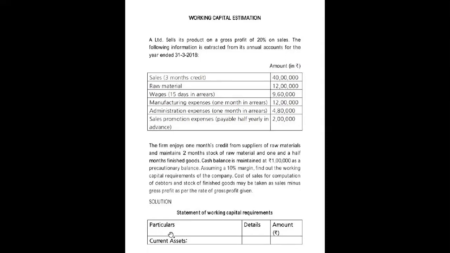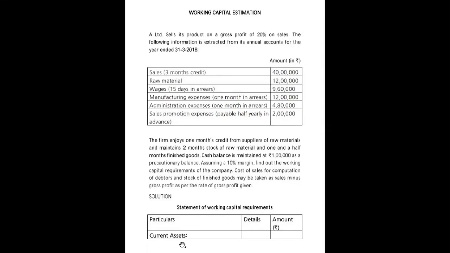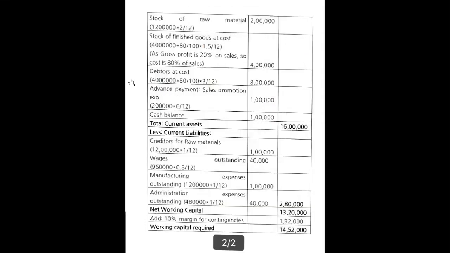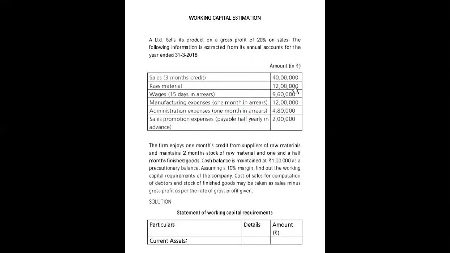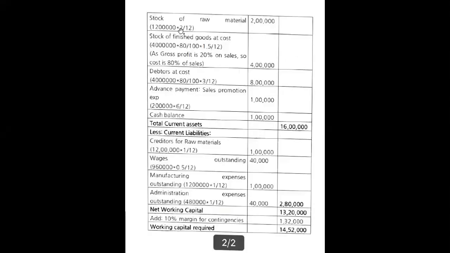So firstly, we'll start with current assets. The first current asset is stock of raw material. Now, raw material, it is given in the question that raw material is 12 lakhs and the firm maintains 2 months stock of raw material. So 12 lakhs is for the entire year. We can calculate 2 months stock by multiplying it by 2 and then dividing it by 12. So 12 lakhs into 2 by 12, 2 lakhs is the stock of raw material, which represents 2 months stock of raw material as current assets.